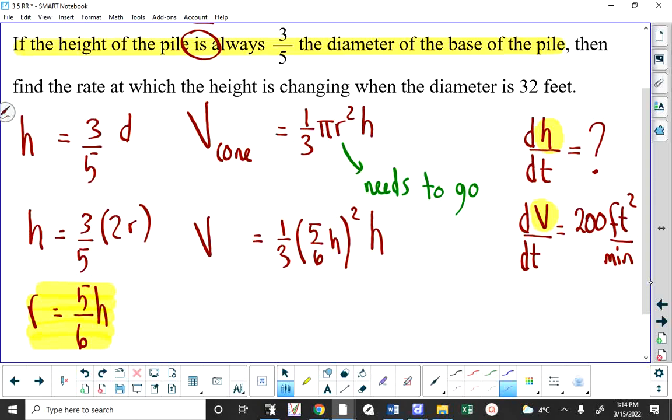So it's r squared in the formula. I put in 5/6 h as r, and I'm squaring it. Why am I replacing r with h? At the risk of being repetitive, because I don't know dr/dt, but I know dh/dt.